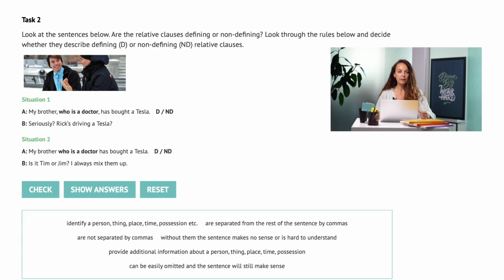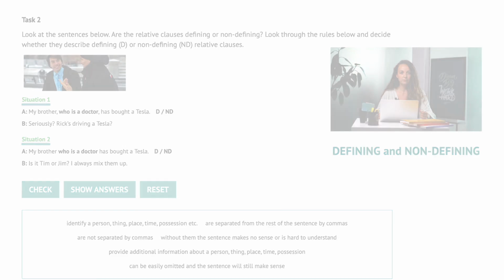You might have heard that there are two types of relative clauses, defining and non-defining. Let's try to figure out what the difference is. Look at the situations in task 2. They seem to be pretty similar, but not quite so. In one case, we have a defining relative pronoun, and in the other one, non-defining. Take a couple of seconds to look through the situations and try to figure out what they are. Please don't press check.